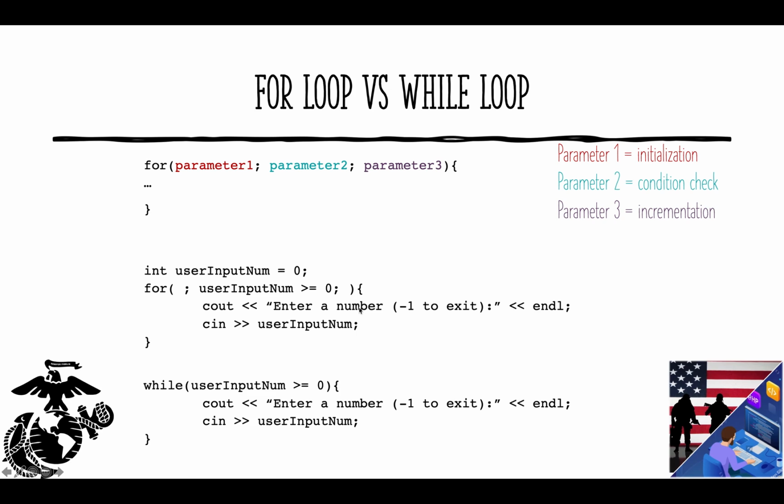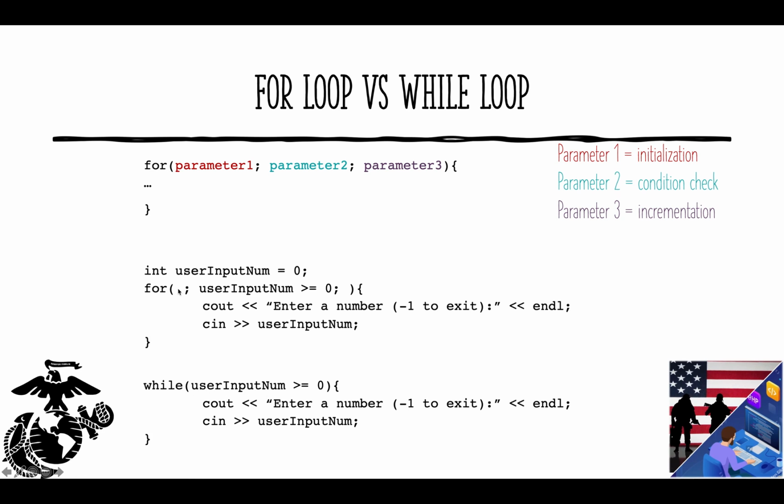Enter a number. Now they enter 20. 20 is greater than or equal to 0. And then they enter a -5. So they enter a number, -5. -5 is greater than or equal to 0. That is false. We break out of our for loop. And then again, we do the same exact thing as we had before, but now for our while loop.